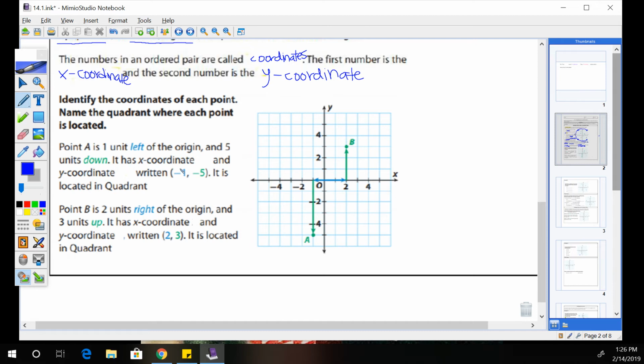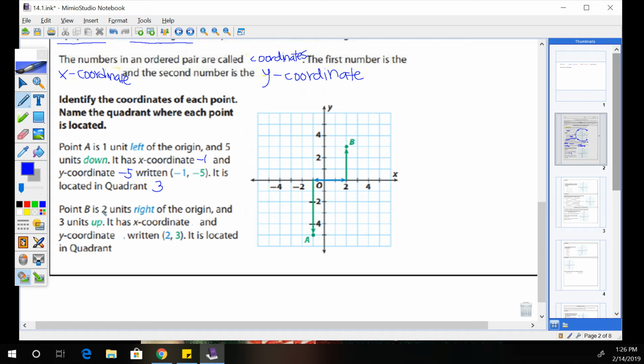The x coordinate, how do you represent the x coordinate? -1, fill it in. And the y coordinate, -5, good job, fill it in. Written as open parentheses, -1, comma, -5, close parentheses. That's an ordered pair. It is located in quadrant 3, good job.